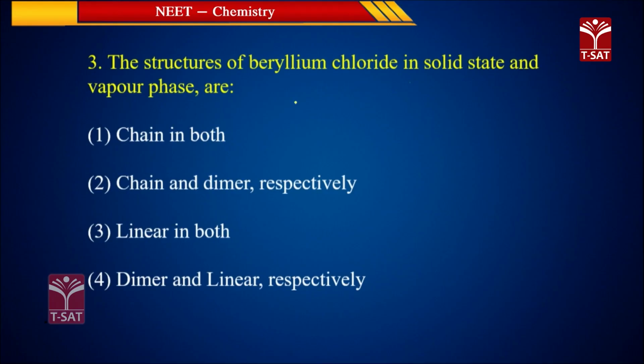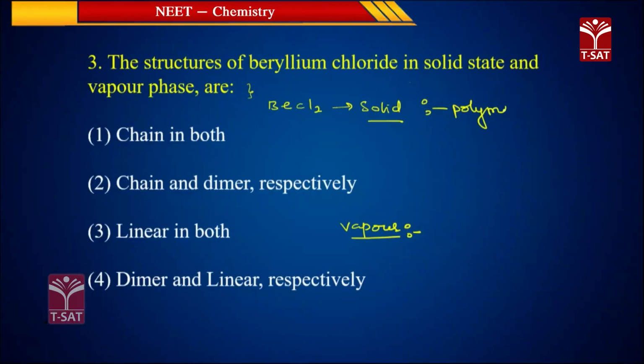Next, coming to the third question, the structure of beryllium chloride in solid state as well as in vapor state. This is very important. BeCl2, beryllium chloride, in solid state exists in a different form, and in vapor state it will exist in a different form. In solid state, how will it exist? It exists as a polymer.